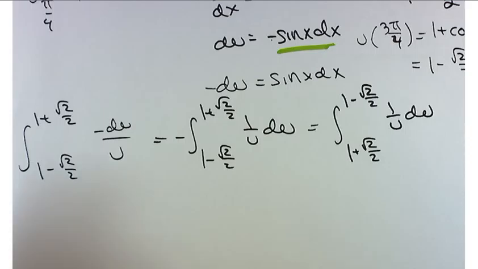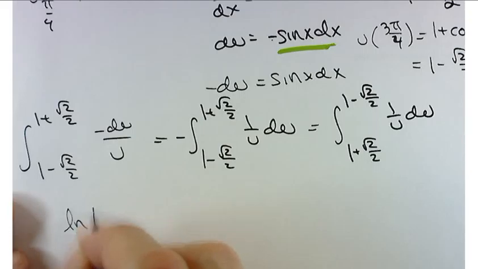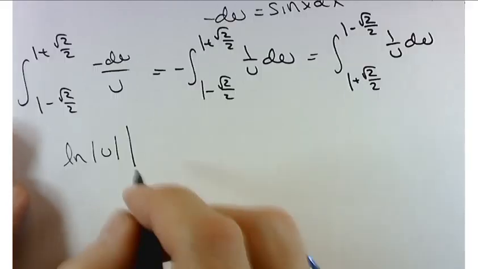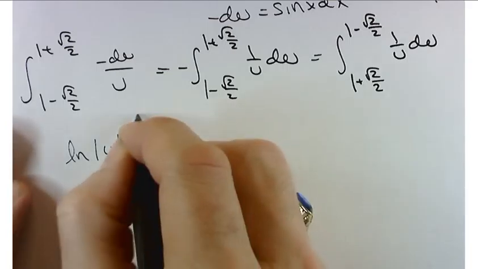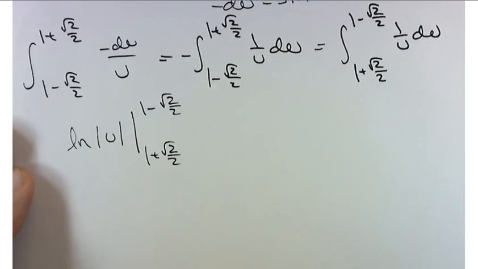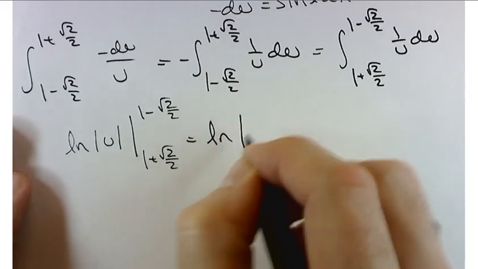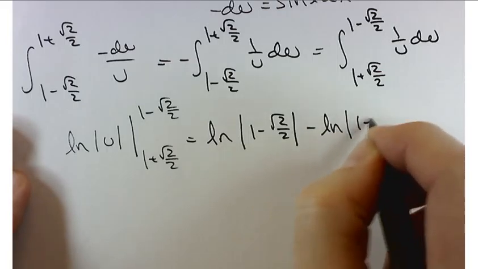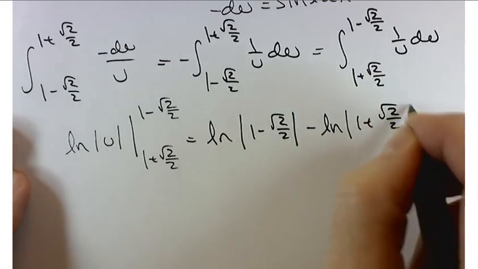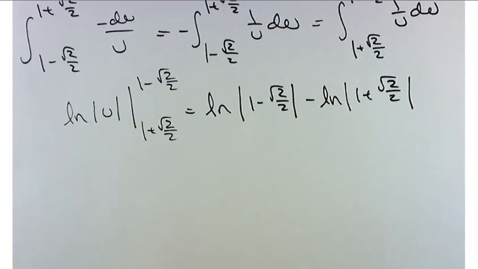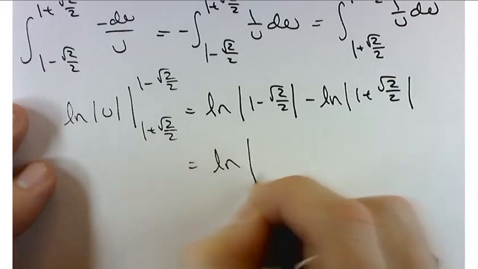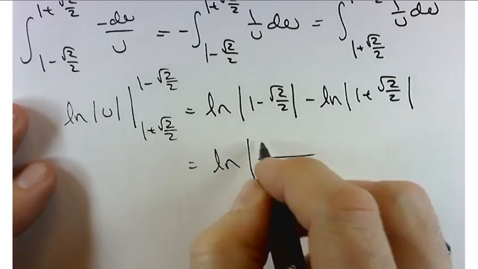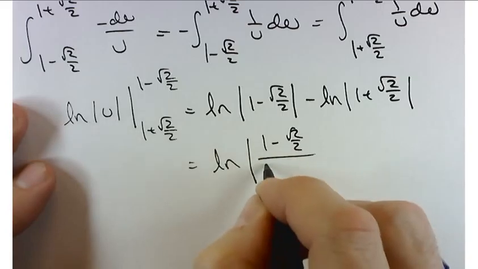This is now the ln of the absolute value of u between those two limits, 1 plus root 2 over 2, 1 minus root 2 over 2, which is the ln of 1 minus root 2 over 2 minus the ln of 1 plus root 2 over 2. Now I'm not going to really ask you to go crazy far with this. This is a nice exact expression. You can rewrite this using the quotient rule for logs as the ln of 1 minus root 2 over 2 over 1 plus root 2 over 2.